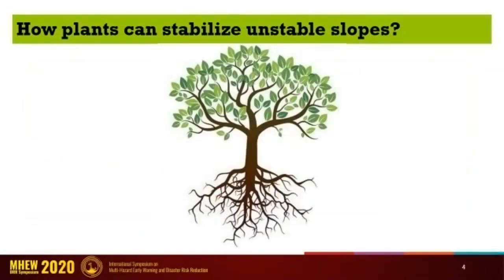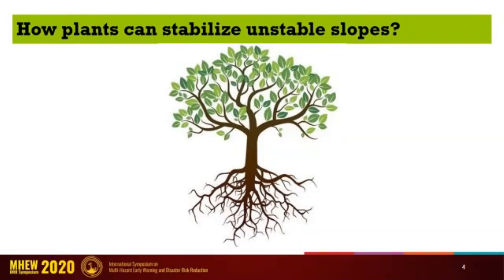Now we will see how plants can stabilize unstable slopes. Use of plant species for erosion control has been practiced in many parts of the world for centuries. However, the application of plants for prevention and reducing the impacts of landslides is yet new to the world.